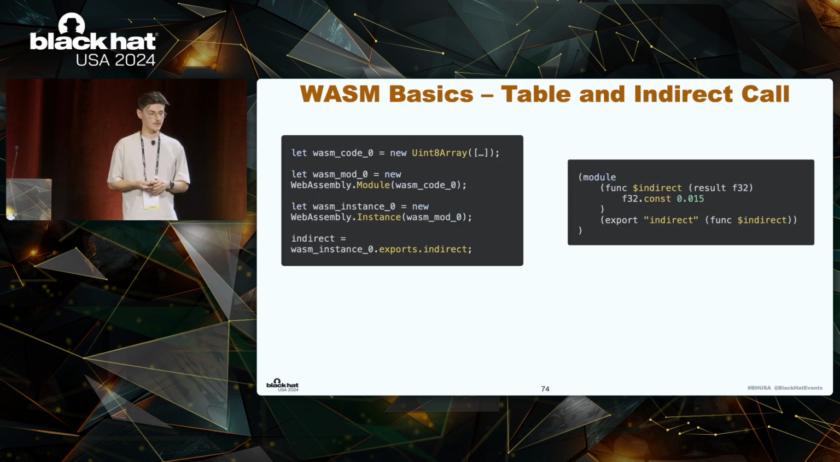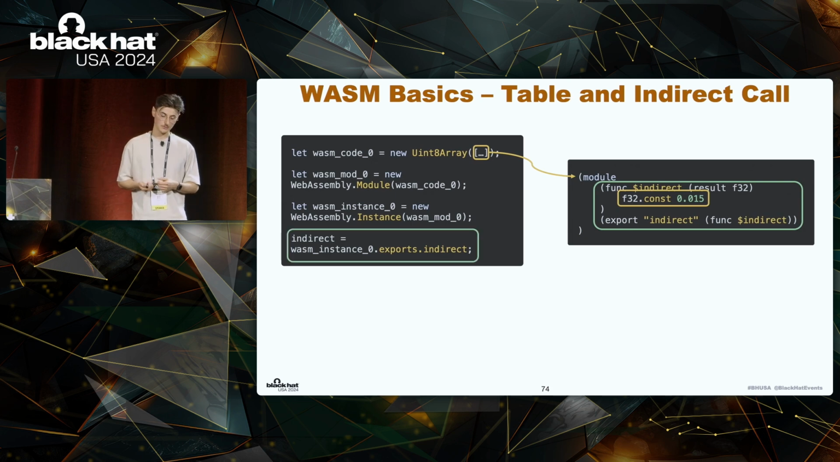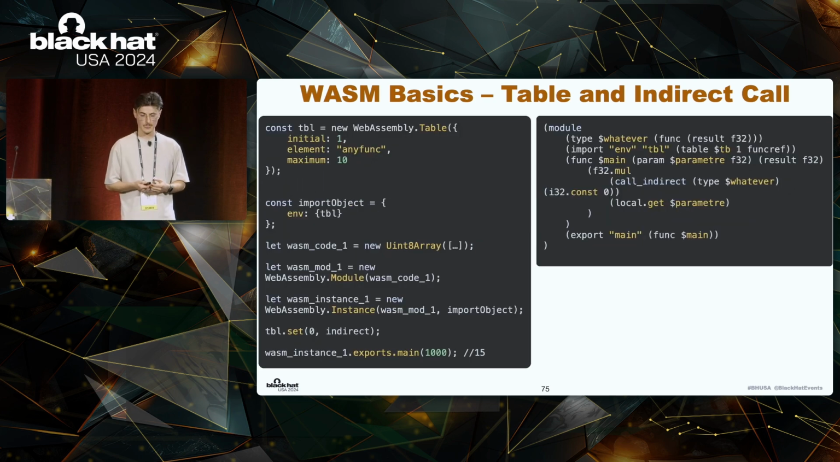Now we'll introduce the concept of WebAssembly table and indirect call. So let's first create a module. Let's name it module 0. And that module is declaring a function called indirect. And it's just returning a simple float here, 0.015. And then we're going to reference that function inside the JavaScript, so we can use it later in JavaScript.